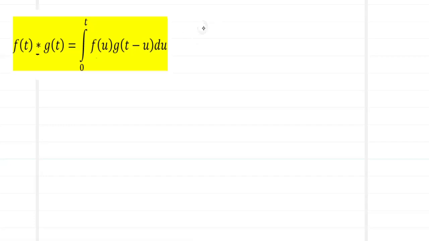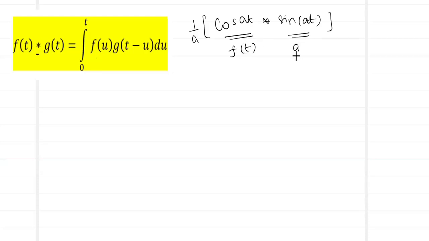What we have is going to be cos of at convolution sine of at, and we have a constant which is 1 by a outside. So we will just consider the convolution of these two alone. What we have in place of f of t is cos at. What we have in place of g of t is sin at.